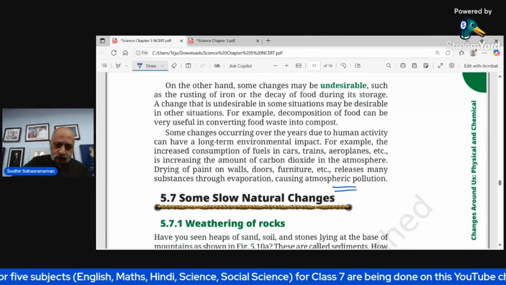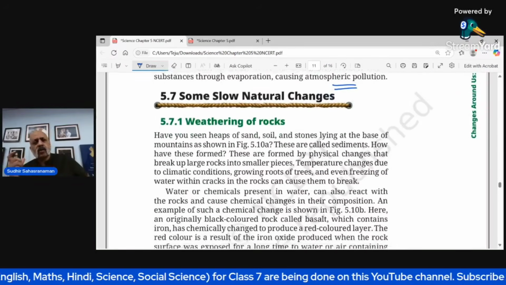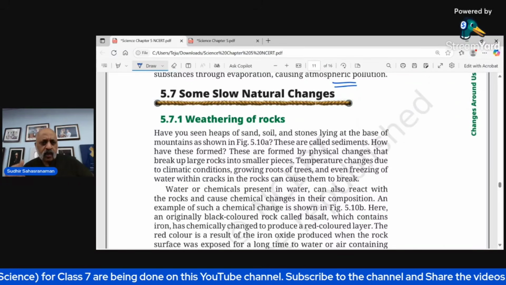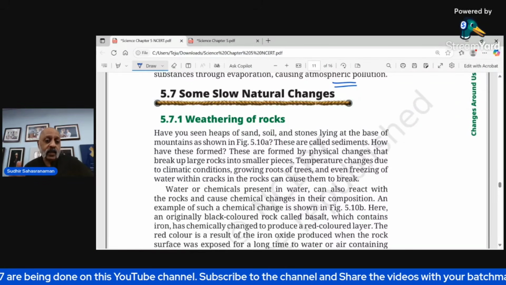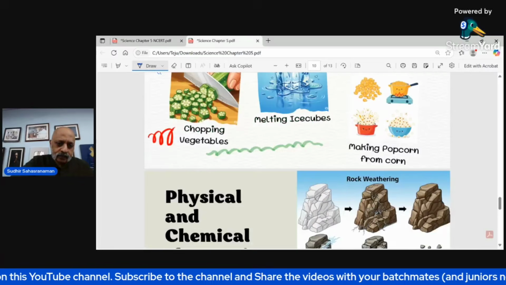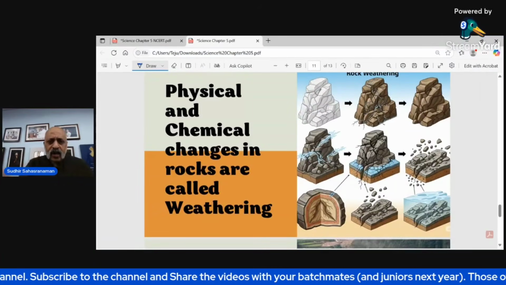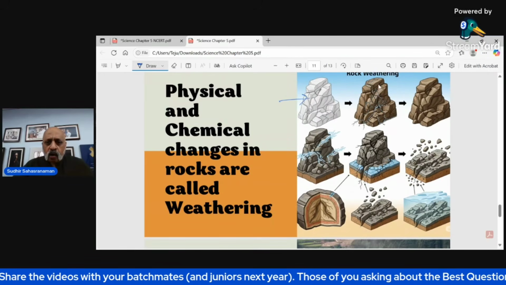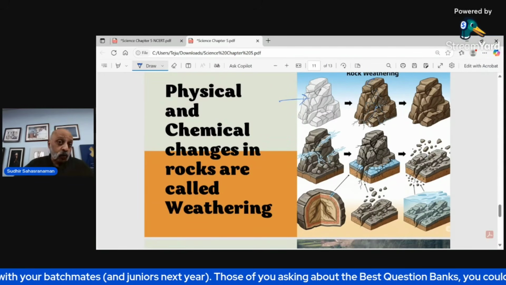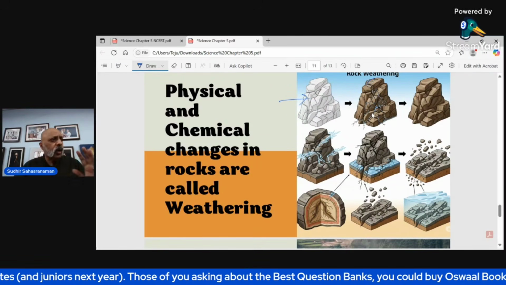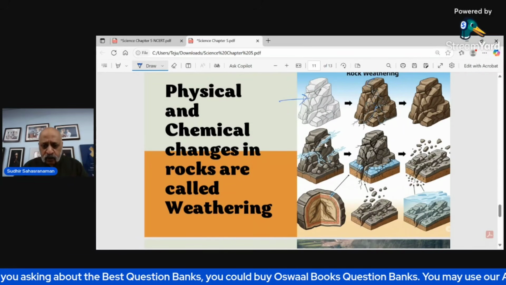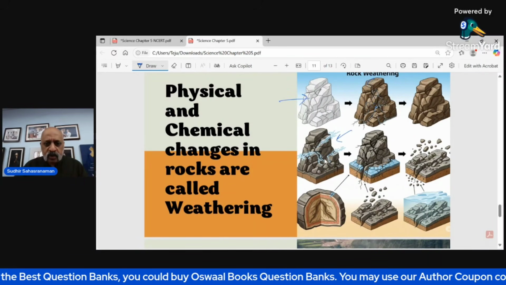Now there is also a case of some natural changes which take place over many years. One of them is called the weathering of rocks. Now what happens here is that there are these rocks. Especially if there is water, some of them may crack over a period of time due to heat, due to earthquakes, due to some water stream flowing through it. For example, in this one you see the water stream flowing.